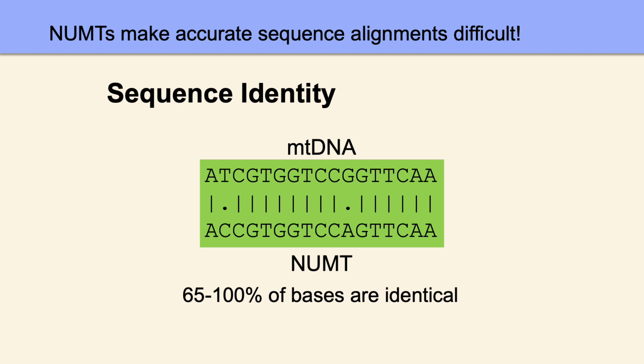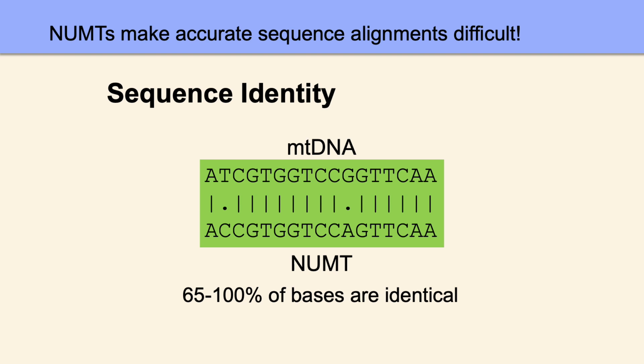When you're trying to distinguish a mitochondrial DNA sequence from its corresponding NUMT sequence, one of the things you may think to look at is the base composition. The idea is that some of the bases would be different between the mitochondrial DNA and its corresponding NUMT. The problem is that NUMTs can be 65 to 100% identical in terms of base composition to the mitochondrial DNA.